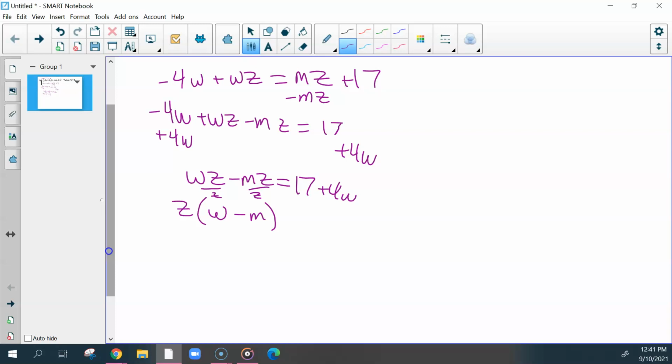I really wish I could edit these problems, but I can't. So this is way harder than I really wanted it to be, but from there, our goal is to still get Z by itself. Right now, Z is being multiplied to these parentheses. So since they're multiplying, if I divide by W minus M, this is going to go away, become 1. But what I do to one side, I have to do to the other. So I would just be left with Z.